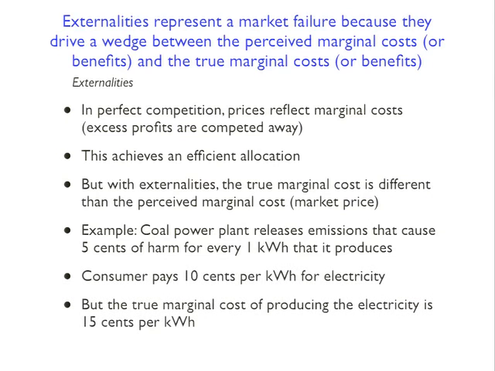So in that case, the consumer is going to use too much electricity, right? Because they're going to face a price of 10 cents per kilowatt hour, but the total cost of producing the electricity on the margin is going to be 15 cents per kilowatt hour. We're assuming that there's 10 cents of actual production cost, and then there's another 5 cents of damage in terms of air pollution and global warming and so forth that's not being reflected in the transaction.